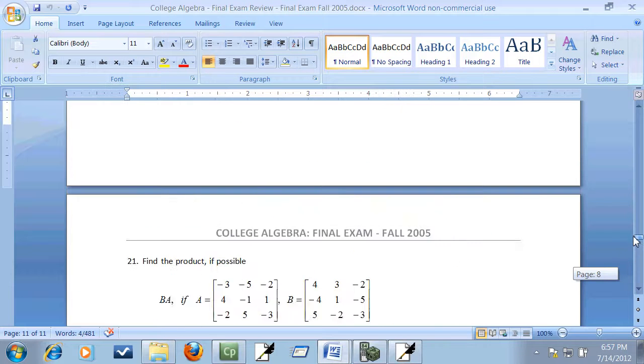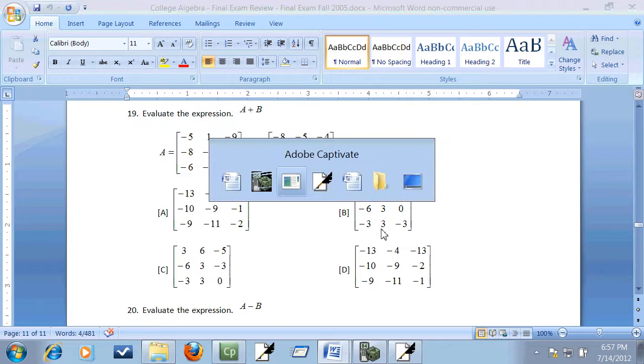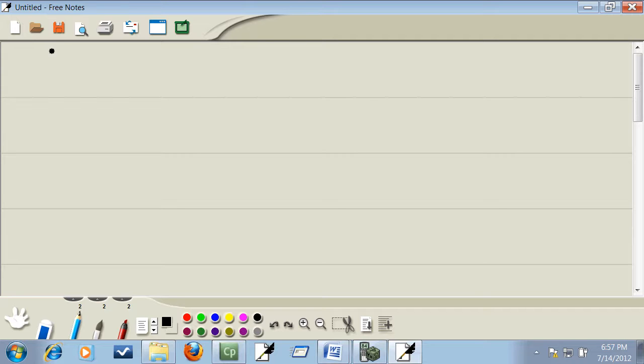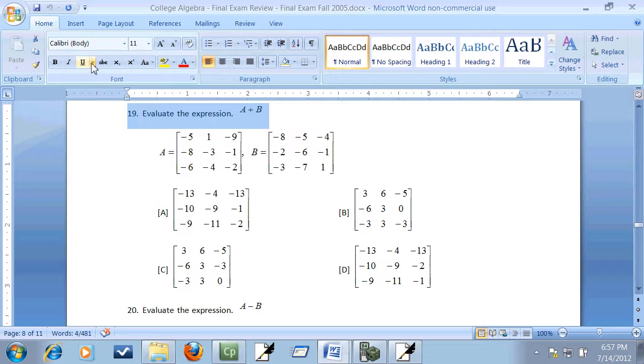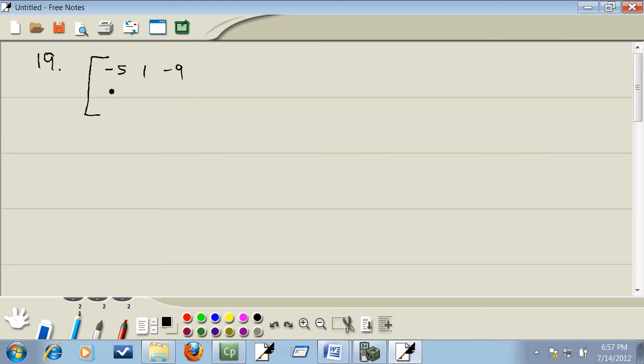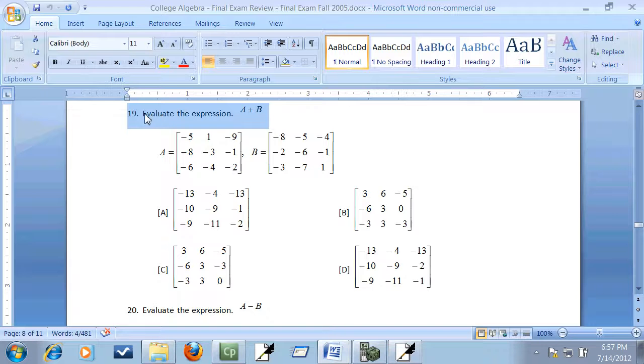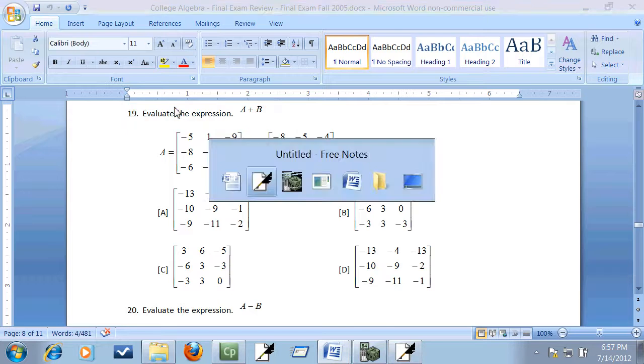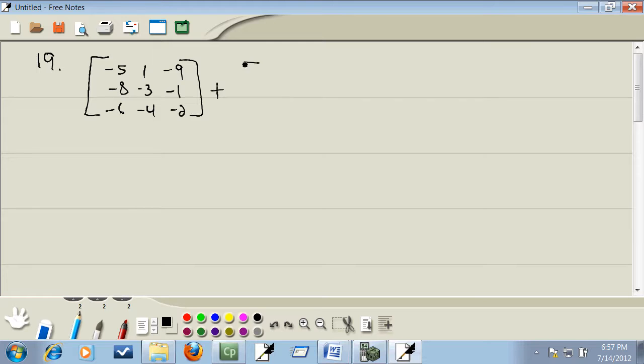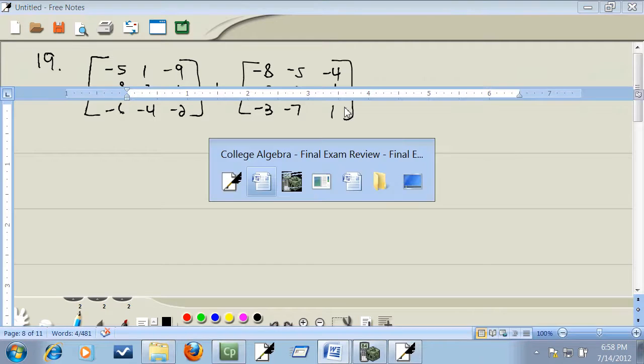Well, let's do this by hand now. So go over to my tablet here. And we're going to add together A, which is negative 5, 1, negative 9, negative 8, negative 3, and negative 1, negative 6, negative 4, negative 2, and we want to add our other matrix, which is negative 8, negative 5, negative 4, negative 2, negative 6, negative 1, negative 3, negative 7, and 1.